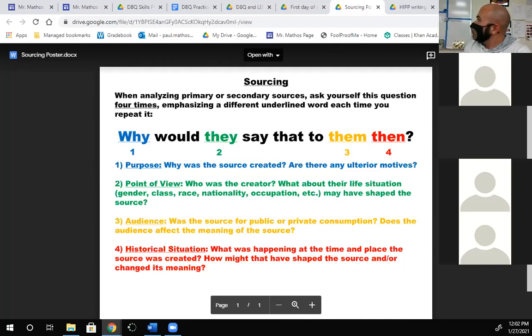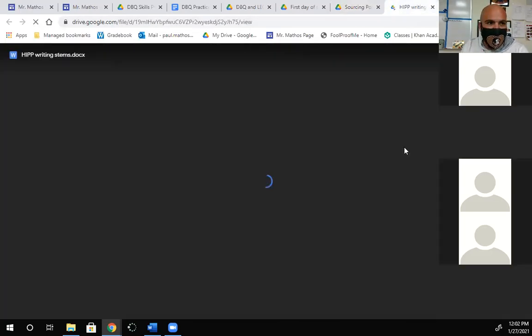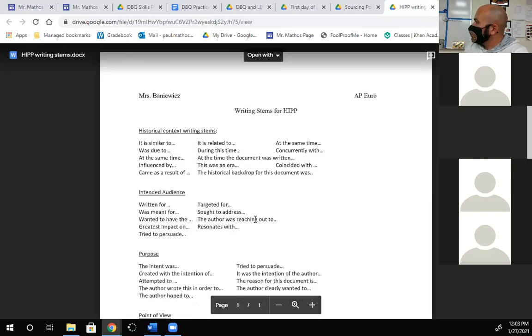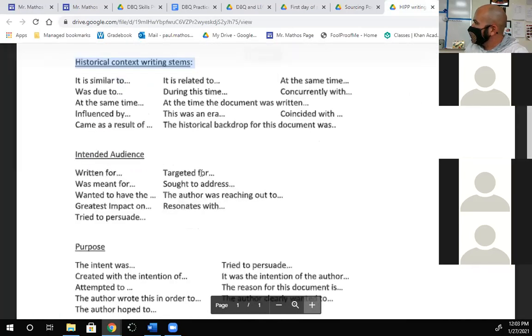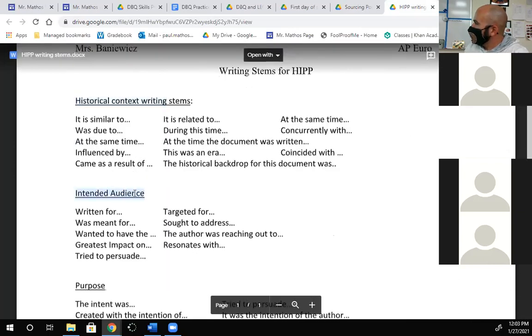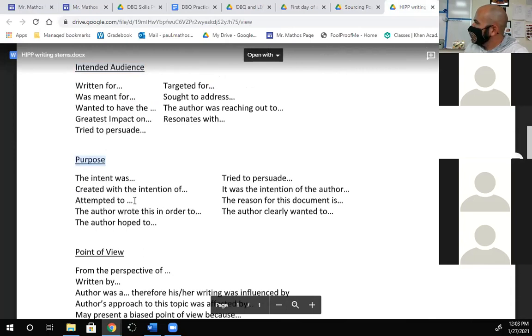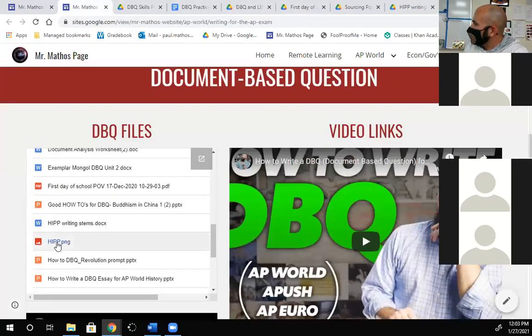what you need to look for is called HIPP. Okay, HIPP or HAPP. Basically, when you are sourcing for historical context, intended audience, purpose, or point of view, I'm just going to use this one for now because I don't want to write on the board. Let me go ahead and break these down for you a little bit more.